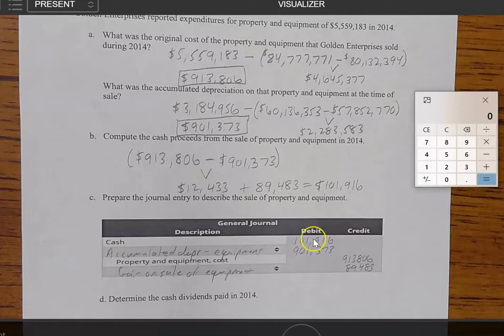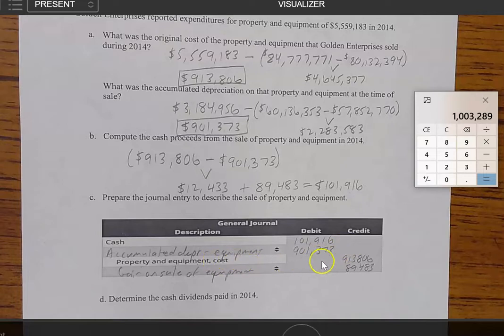Now what we need to do to make sure that we've not made a mistake is tally up these two figures here and compare them to the total of credits. So let's just do that. 101,916, representing our cash received, plus our accumulated depreciation that is being taken off the books of 901,373, equals 1,003,289. Okay, so then if we were to subtract these two figures here out, we should end up at 0.